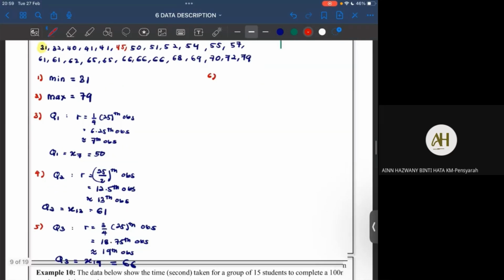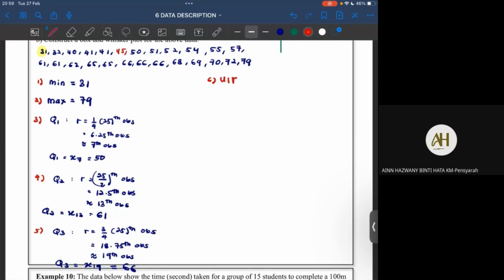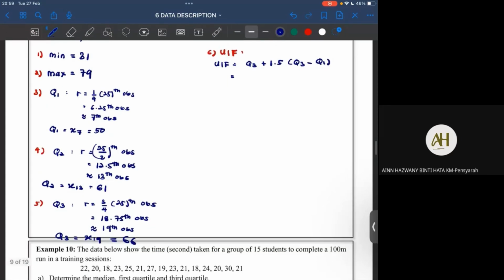So let's see, nombor 6. Kita nak cari upper inner fence. So the formula is upper inner fence is equals to Q3 tambah 1.5 multiply by Q3 minus Q1. Okay, dan dia kena Q3 sebab dia ada di hujung data kita. So Q3 is 66 plus 1.5, Q3 66, Q1 is 50. So masuk dalam calculator, you should get 90. So this is upper inner fence.